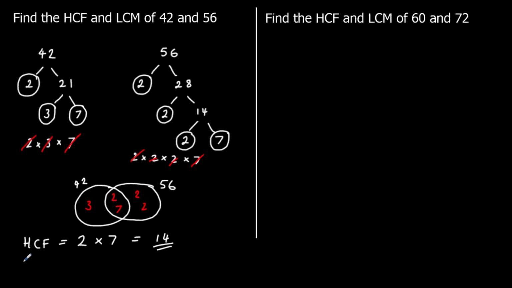The lowest common multiple is all of these numbers times together. So 2 times 2 times 2 times 7 times 3. But this circle here, remember, is 56. So 2 times 2 times 2 times 7 is 56. So I can say the lowest common multiple is this circle, 56, times 3.